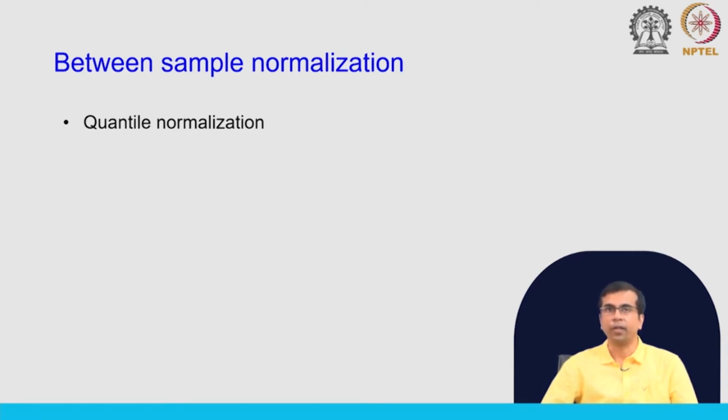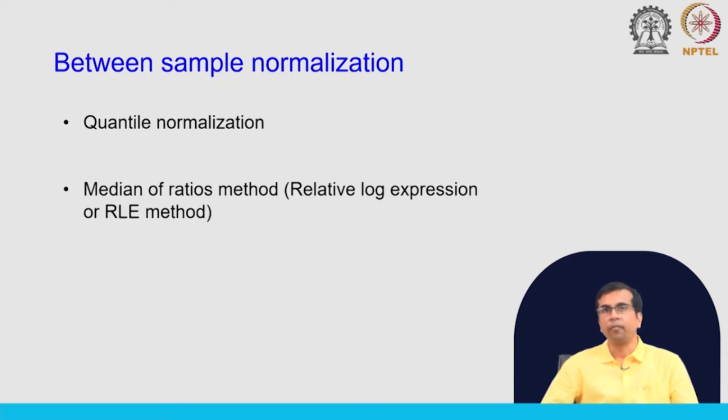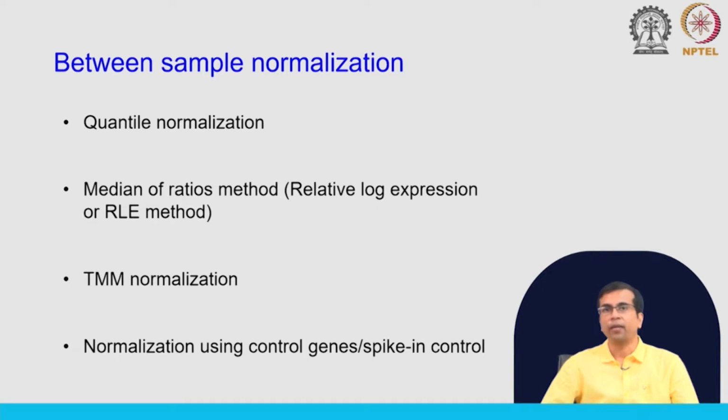The first method that we will talk about is called quantile normalization. Then we will discuss the median of ratios method. It is also sometimes referred to as the relative log expression or RLE method. They will give you identical results. Then we will talk about TMM normalization, and finally, we will talk about normalization using control genes or spike-in controls. Okay, so, let us start with quantile normalization.